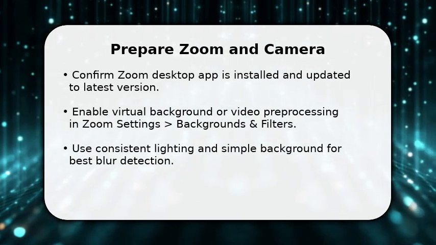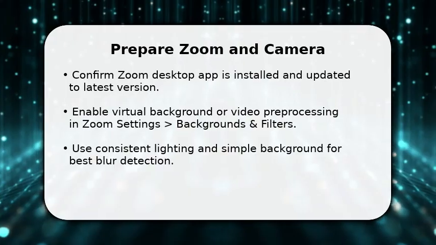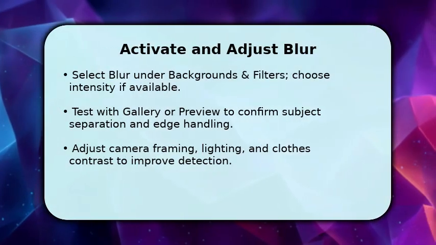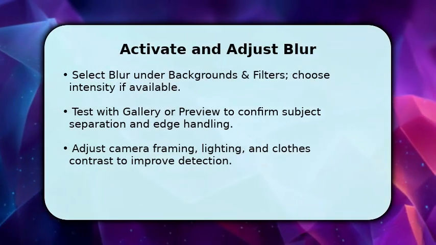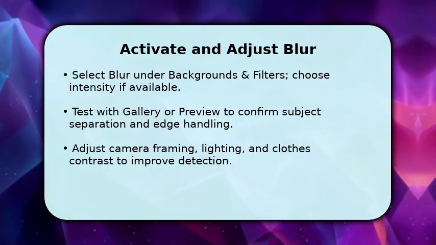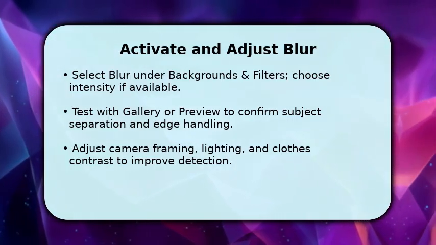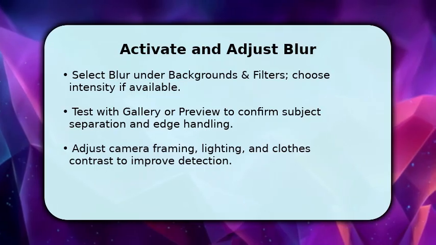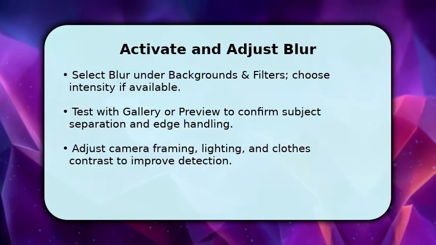You now apply the blur. Click Backgrounds and Filters and choose Blur. If Zoom offers intensity options, pick a moderate level first. Then open the video preview so you can watch how edges and hair are handled. This preview tells you whether the algorithm misclassifies parts of you as background.